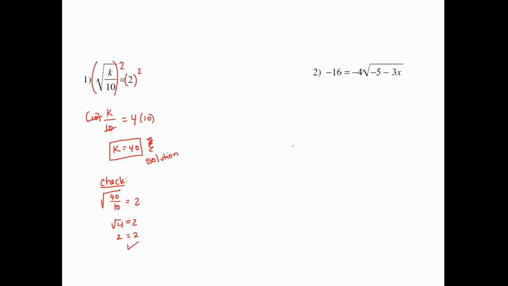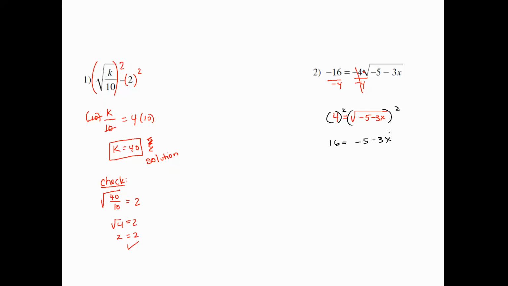Now the next one, we would like to get rid of the square root, but we have a negative 4 in front of it. Since they're right next to each other, it's multiplication. So what we're going to do is divide both sides by negative 4. That cancels the negative 4. And then negative 16 over negative 4 is positive 4. So we have positive 4 equal to the square root of negative 5 minus 3x. And now we're going to square both sides. 4 squared is 16. And over here, what we get is just the inside.